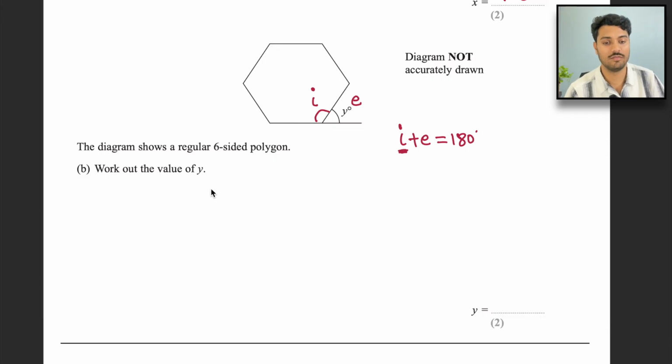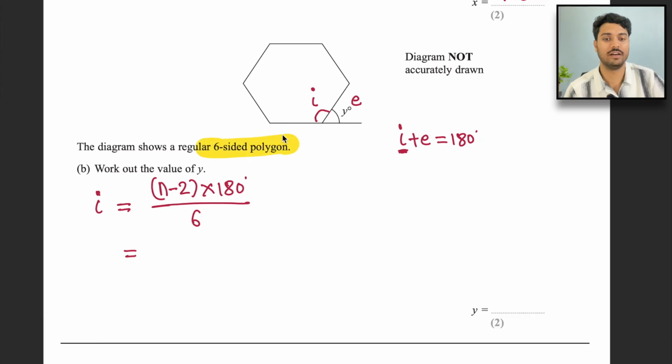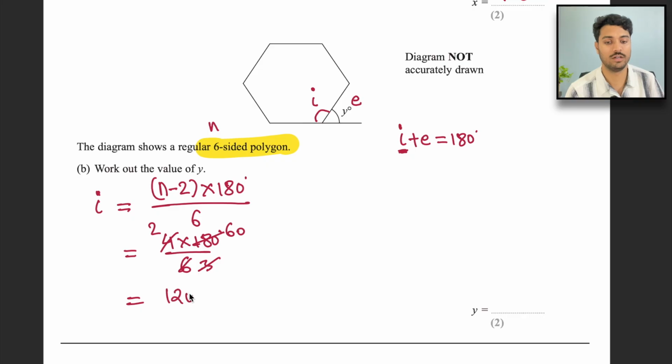So for I, we have to use this formula again. The first formula: n minus 2 multiplied by 180 degrees and then divided by n to find the value of I. Here n is a 6-sided polygon, so the value of n is 6. So 6 minus 2 is 4. 4 into 180 degrees divided by 6. We can just do the calculation here: 2 to the 4, 2 3s are 6, 3 1s are 3, 3 6s are 18. So this is going to be I equals 120 degrees.